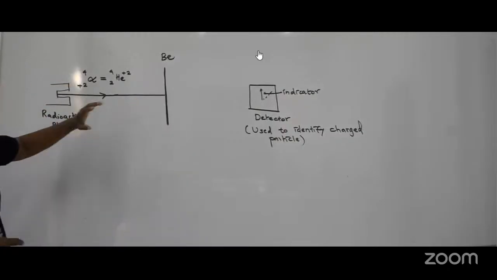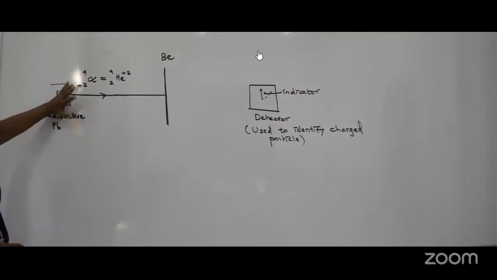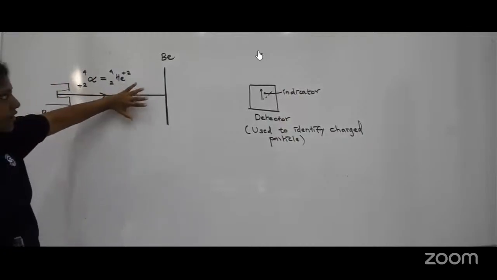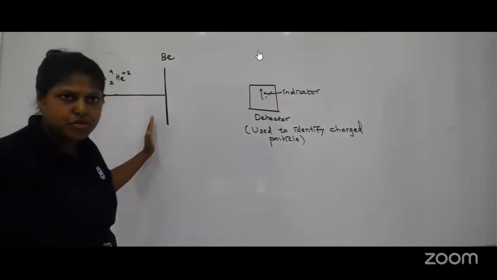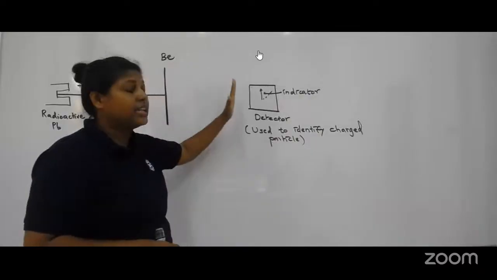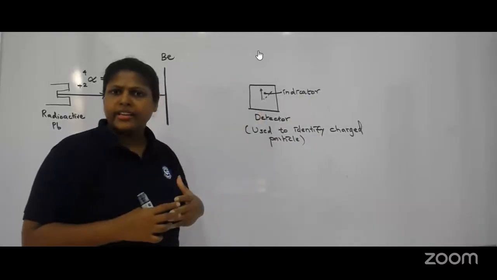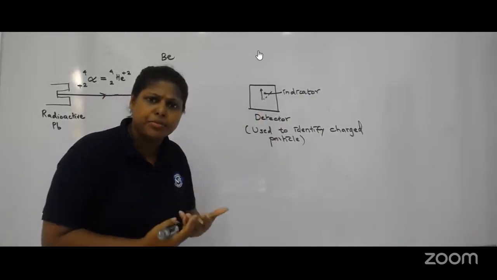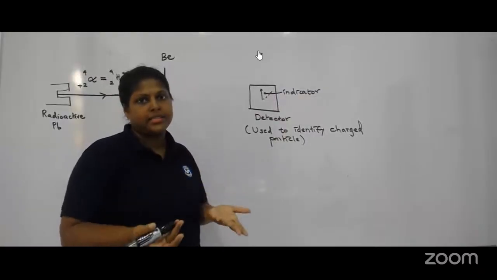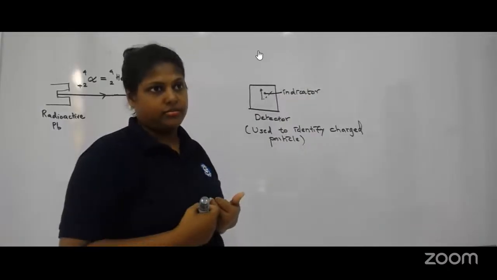So first James Chadwick used a beryllium sheet, and high energetic alpha rays hit the beryllium sheet. When high energetic alpha rays hit the beryllium sheet, there is a detector behind the beryllium sheet to identify whether any charge is released by the beryllium, whether the released particle has charge or not.